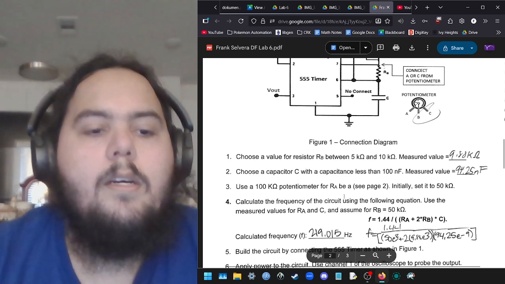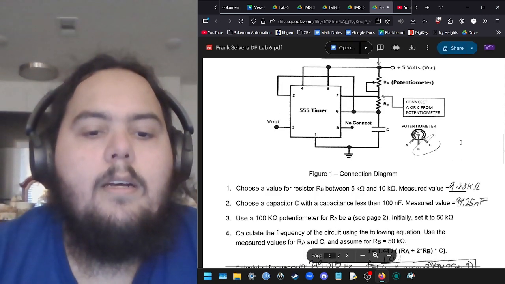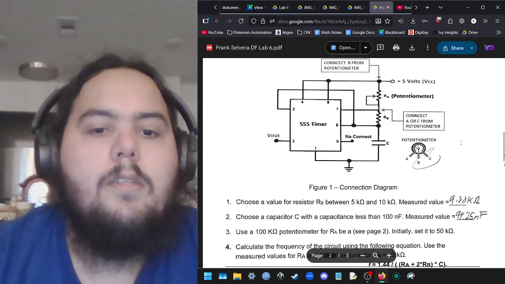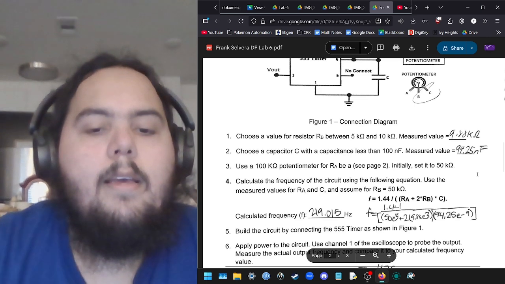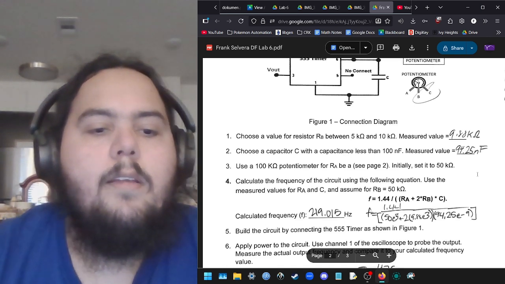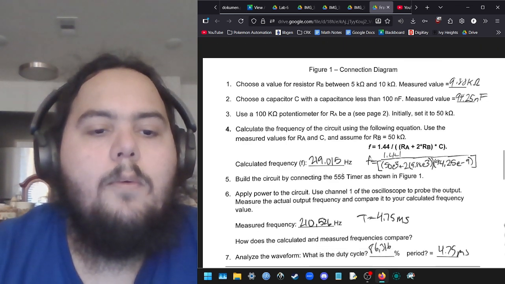We also used a 100 kilo ohm potentiometer for the position RA. I specifically used the B and the C terminals, and I set it to 50 kilo ohms. With these individual values, I calculated the frequency, and that was 219.015 hertz.